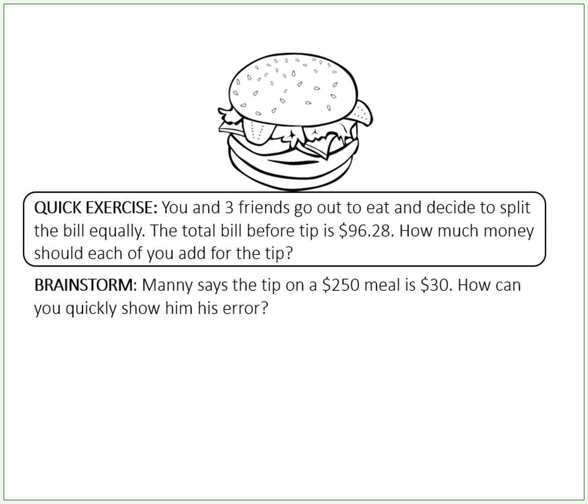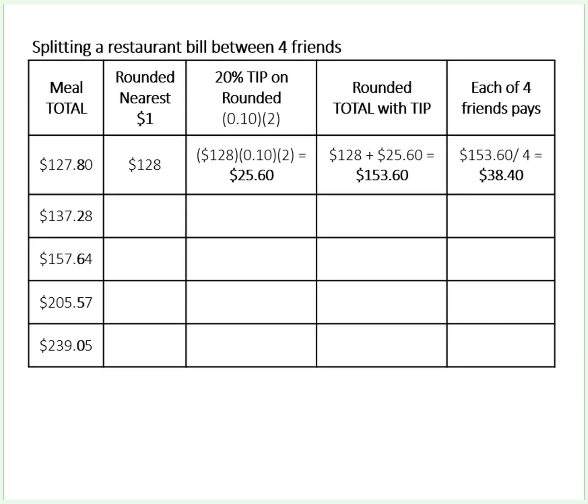We're almost done. And last chart. So this is another thing that you rarely will have to do anymore because your server or the little machine that is at your table will sort of figure this out for you. But this is having us work through a restaurant bill being split between 4 friends. So what they're going to want you to do is, for your first step, round to the nearest dollar to make it easier.